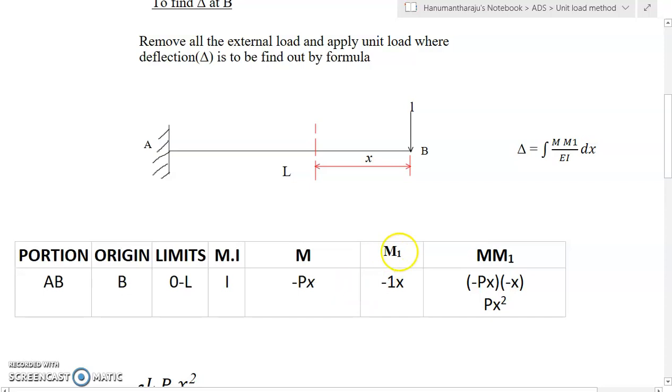Now, M1 is bending moment due to unit load. Similarly, here in the unit load diagram, we will take a section at a distance x from the origin. Then the moment about this section will be 1 into x. It produces a clockwise moment. To the right of the section, clockwise is negative. Therefore, minus x. The product of M and M1 is minus Px into minus x, that comes out to be Px square.